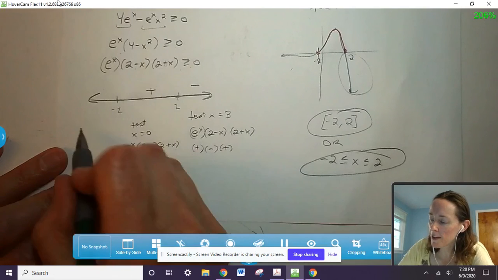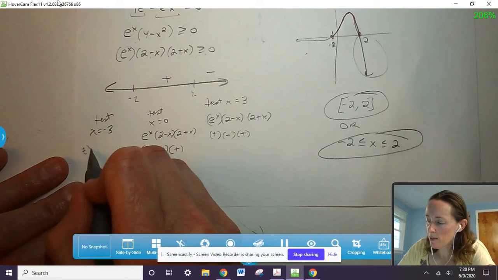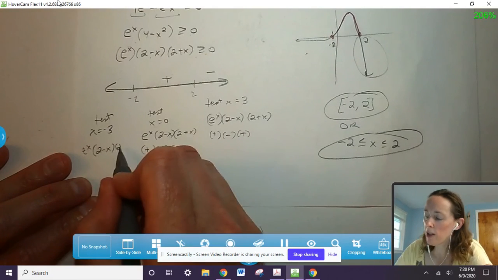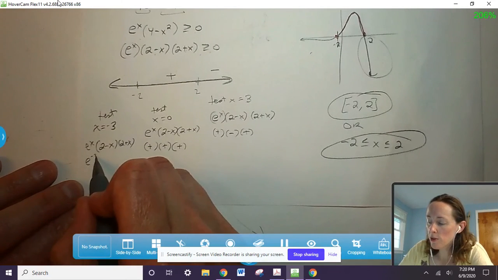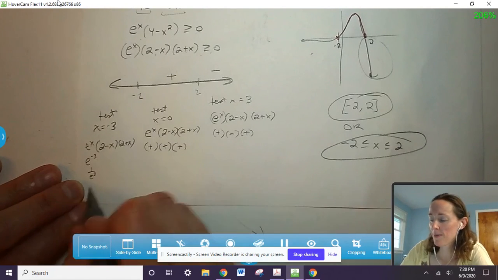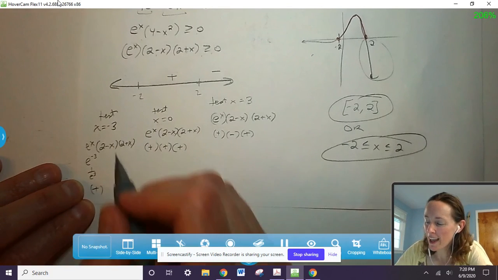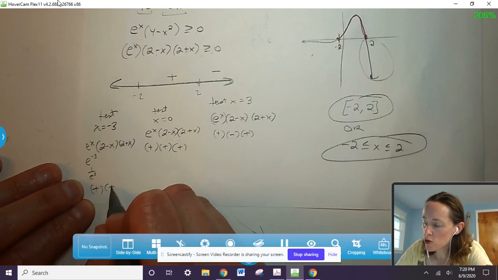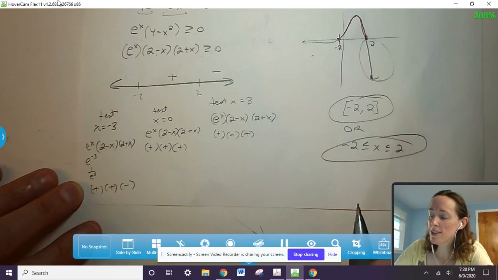And finally, to the left of -2, let's test -3. So I have e to the x times 2 minus x, and times 2 plus x, and we're going to plug in -3. So for e to the -3rd, that's 1 over e to the 3rd. I don't need to know the actual value. I just need to realize that that's positive. As weird as that is, as unusual as that is, it's positive. And 2 minus -3 would be positive, and 2 plus -3 would be negative, and a positive times a positive times a negative is a negative.